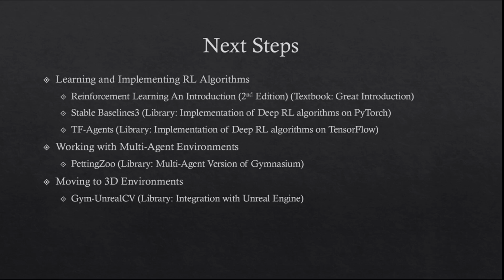If you want to implement deep reinforcement learning like deep Q learning, Stable Baselines3 and TF-Agents are a great start for implementation on PyTorch and TensorFlow respectively. If you want to work with a multi-agent environment, PettingZoo is a multi-agent version of Gymnasium. It has a similar interface, so you don't have to learn new syntax that much. If you work with more advanced simulation, Gym-UnrealCV provides a bridge to connect Gymnasium to the Unreal Engine. And links to all of these are given in the description below.